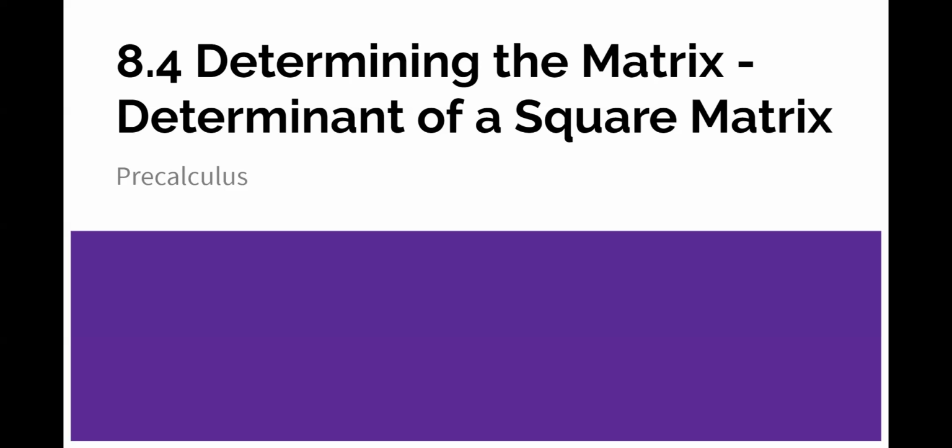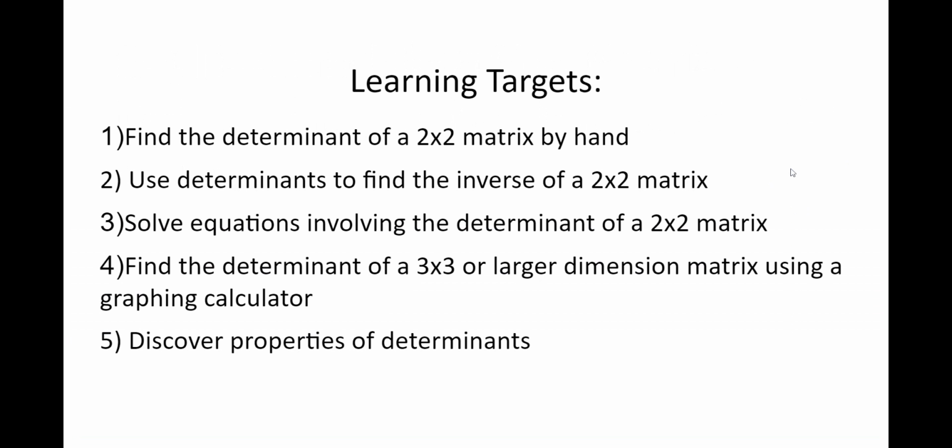Welcome. We're going to finish out Chapter 8 today with Section 8.4, the determinant of a square matrix. Our goals for today are that you can find the determinant of a 2 by 2 matrix, you can use determinants to find the inverse of a 2 by 2 matrix, and that you can solve equations involving the determinant of a 2 by 2 matrix.